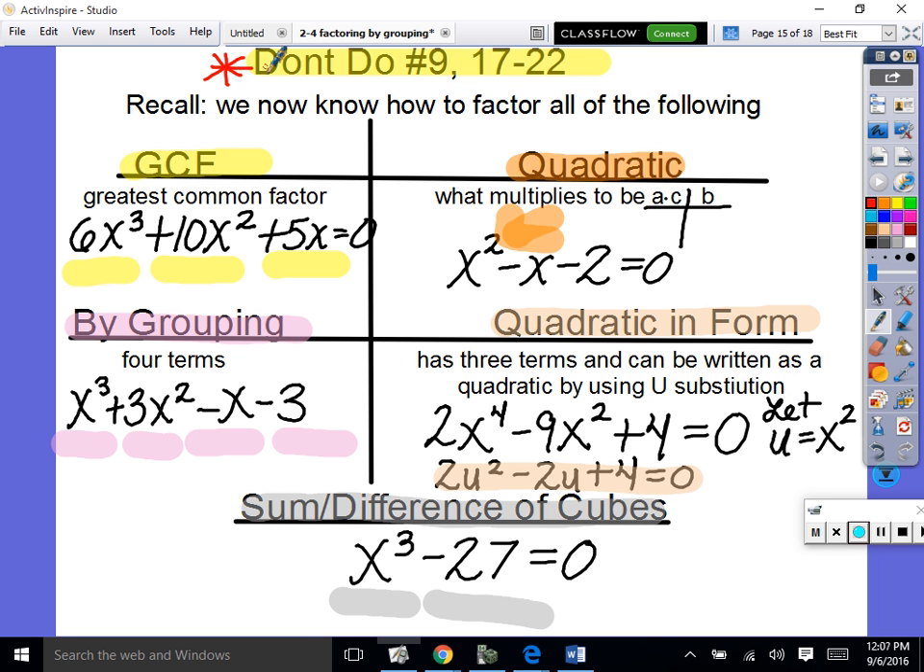So this is everything that we know how to factor and solve now. GCF, we haven't really solved GCF, we've just been factoring. Quadratics, factoring by grouping, quadratic in form, and now sum and difference of two perfect cubes. Okay, ready, set, go. Check with me after you've done a few.